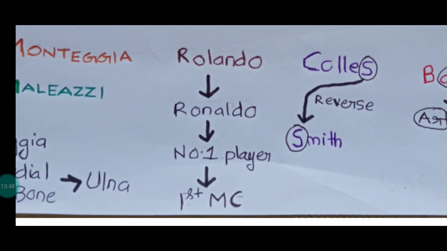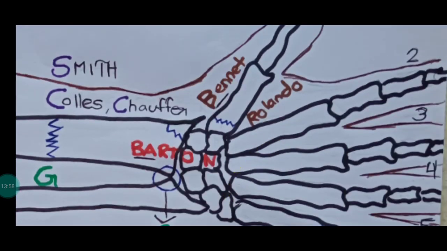So I can say this is seen in the first metacarpal. Since he is the number one player, it is seen in the first metacarpal. You can remember like that as well. So Rolando fracture is seen just like Bennett fracture at the base of the first metacarpal bone. Bennett and Rolando fractures are at the same location. In case of Bennett, there was in addition dislocation of the carpometacarpal joint. In case of Rolando fracture, there is only a fracture line at the base of the first metacarpal. Okay. So we're done with Barton's, Bennett and Rolando.